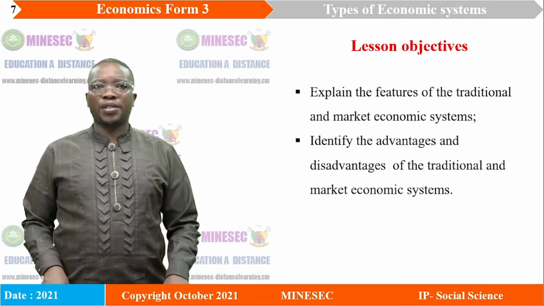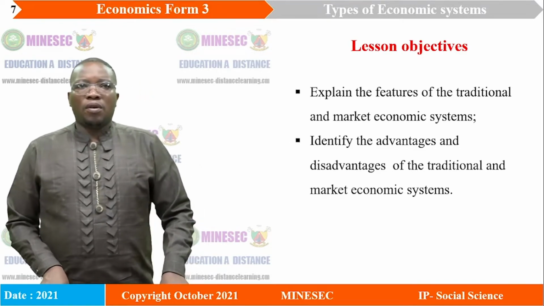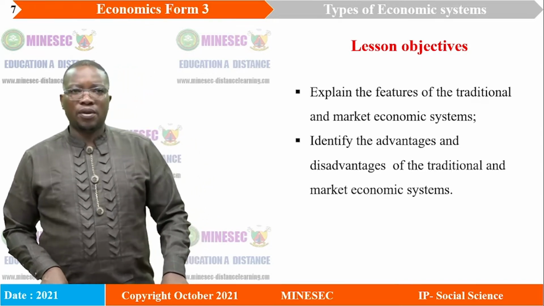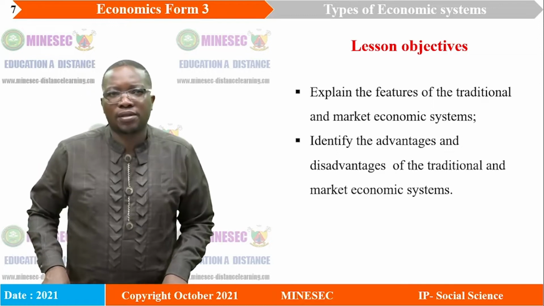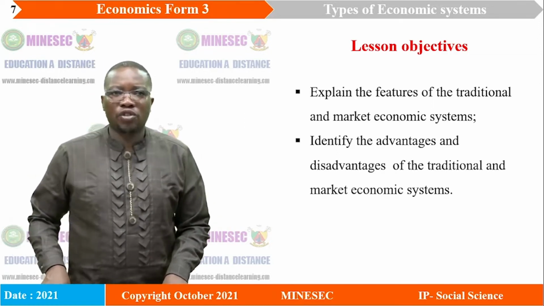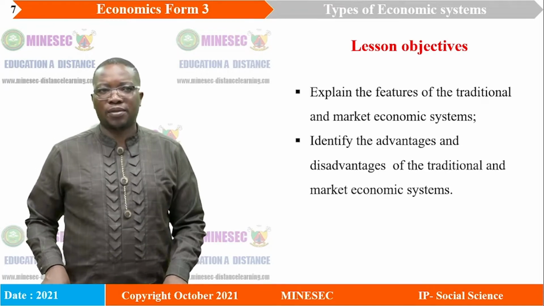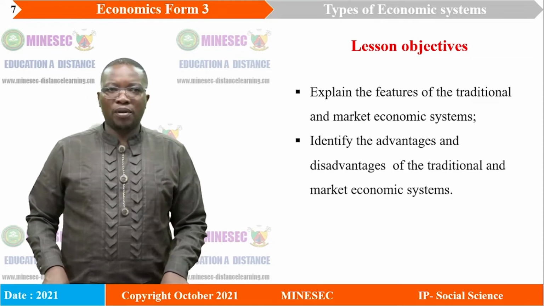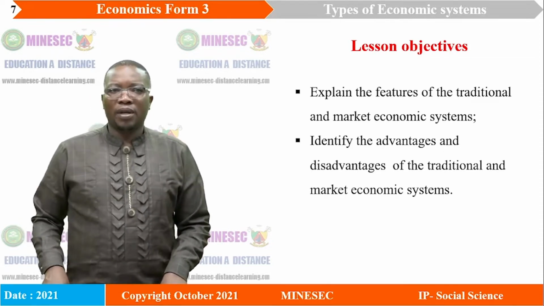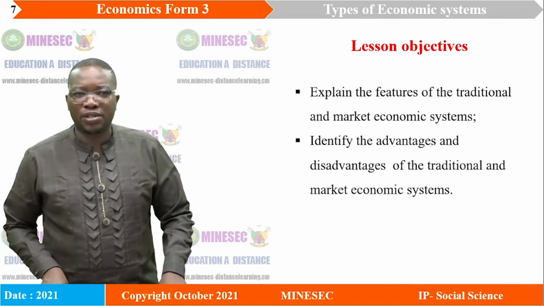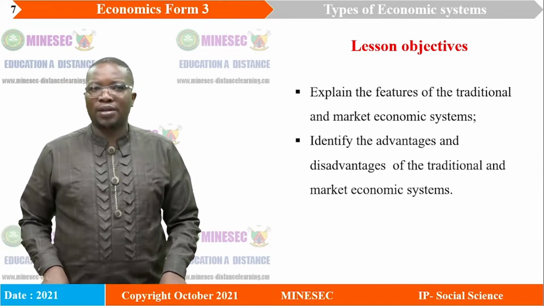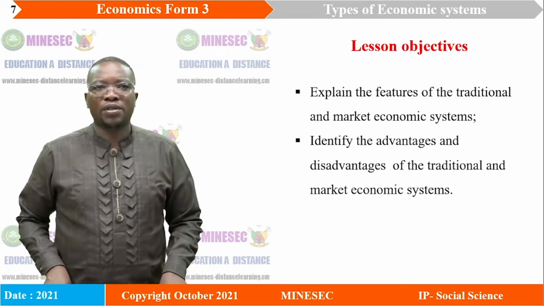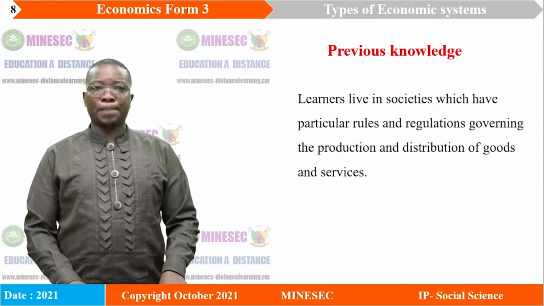For the lesson objectives, by the end of the lesson, we expect that the learners can explain the features of the traditional and market economic systems. Also, by the end of this lesson, students should be capable of identifying the advantages and disadvantages of the traditional and the market economic systems. Those are the two main objectives we are going to have for this lesson.